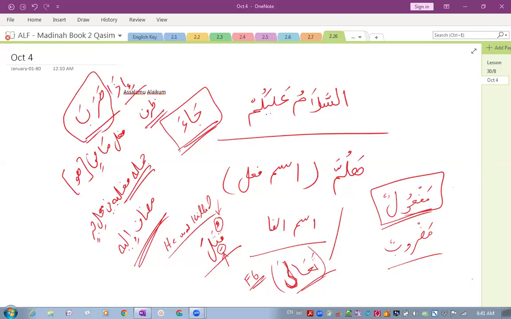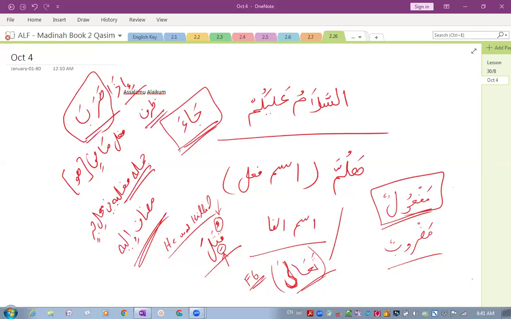So majhul means something which is hidden, which is not known. Those are the verbs where you don't know the doer. You know the action that was done, but you don't know the doer. If we say he was killed by someone, then it is not majhul. He was killed. It is majhul because we don't know who killed him, but we know that he was killed.